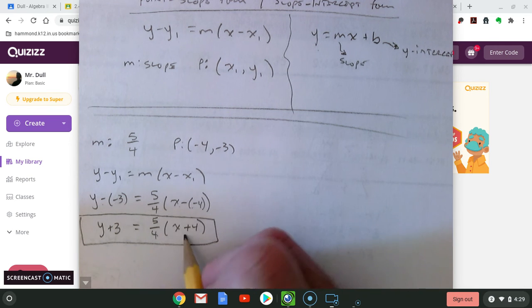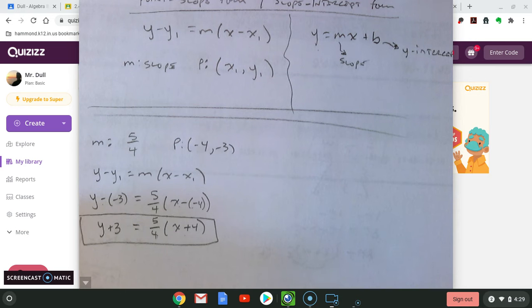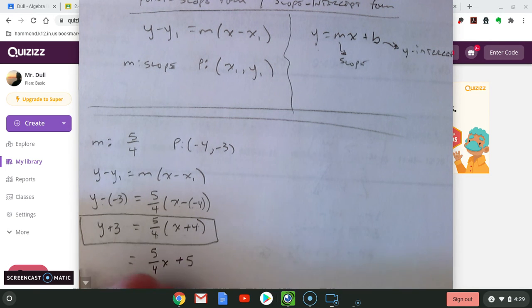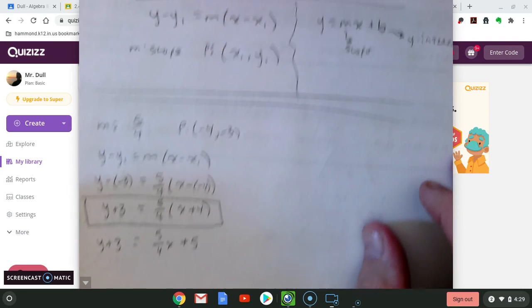Well, look what you have here. You've got a number times a quantity in parentheses, right? Let's do distributive property. So 5/4 times x, and then 5/4 times 4. 5 times 4 is 20 divided by 4. That's 5. Right? So in this case, we don't care if there's a fraction as our slope number. That happens all the time. So we're used to it. We've got a constant for our intercept, and then over here, y plus 3. So this is pretty simple to simplify.